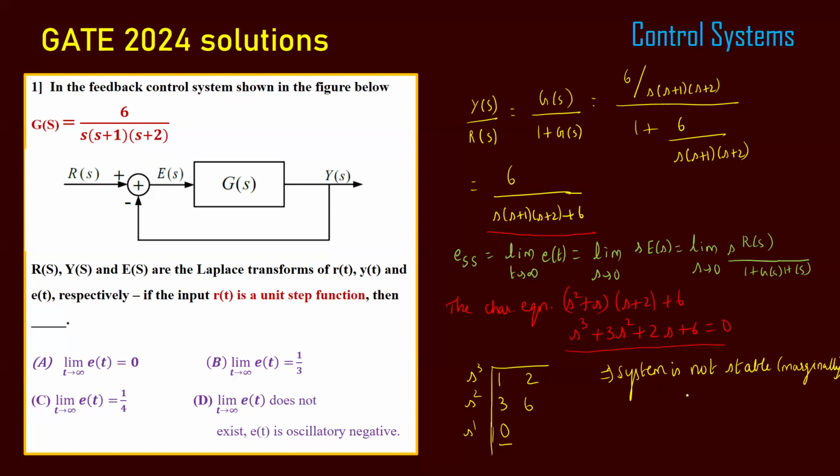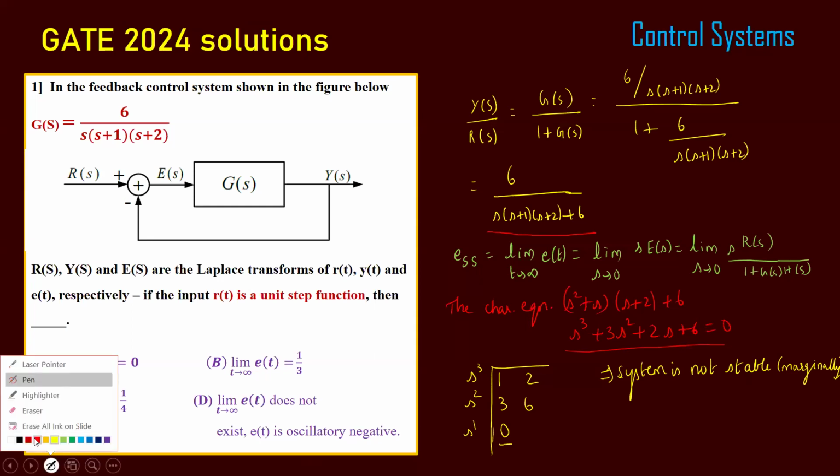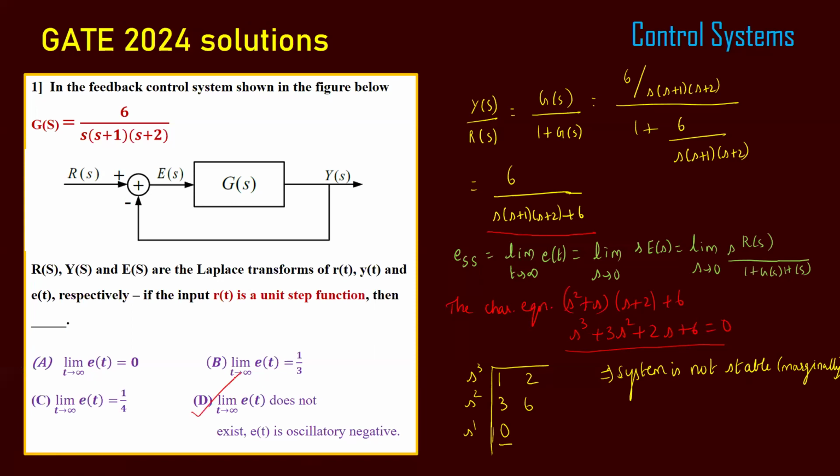For a marginally stable or an unstable system, the error signal will not exist. So the limit as t tends to infinity of e(t) does not exist; e(t) will be oscillatory only. So we can conclude that the given option D is the correct one.